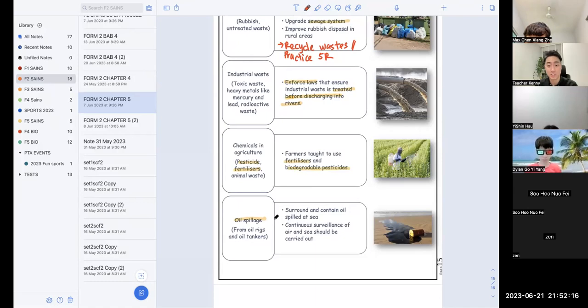What can we do about oil spillage? Surround and contain the oil spilled at the site. Surround it and then find a way to clean that oil spill. Or maybe you ask the company to clean it themselves, pay money to clean. Continuous surveillance of air and sea should be carried out. Continue to survey, make sure that if there is oil spillage, someone does something about it.